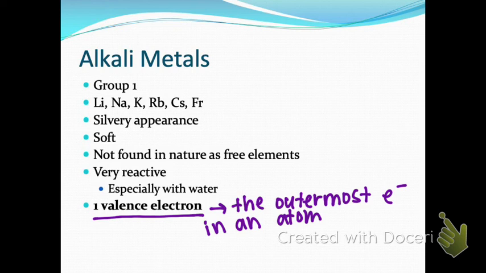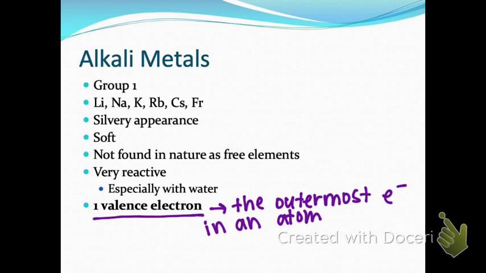All right, and what that means is that those electrons are available for bonding. They're available to bond with other elements. So let's talk through why it is so reactive to only have one valence electron. That's the question we want to answer now. Why is it so reactive because they only have one?